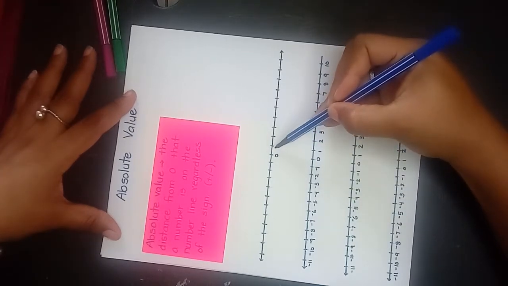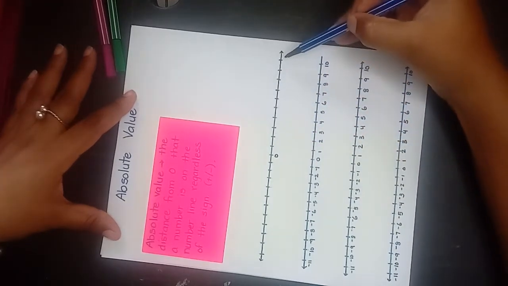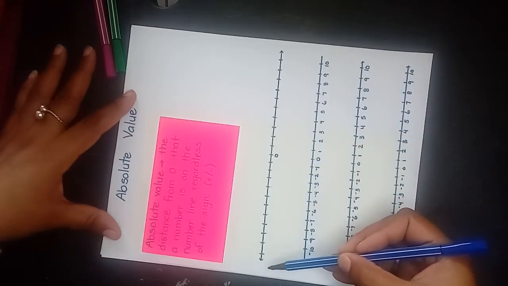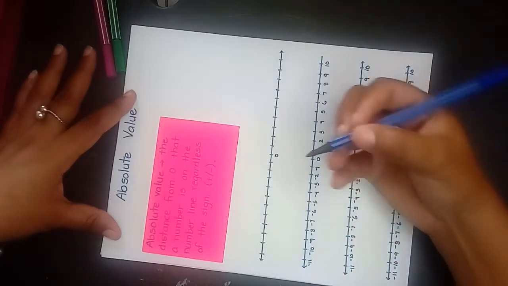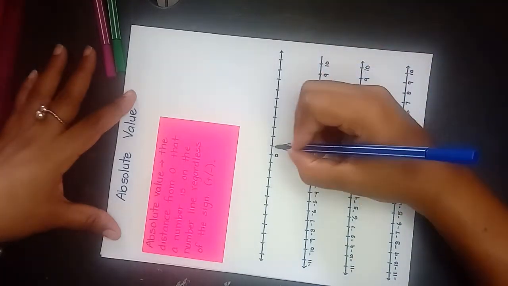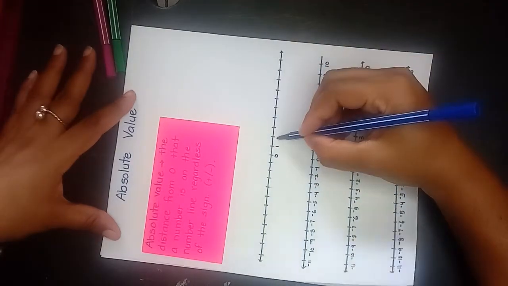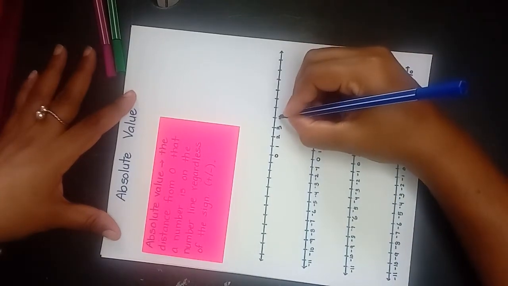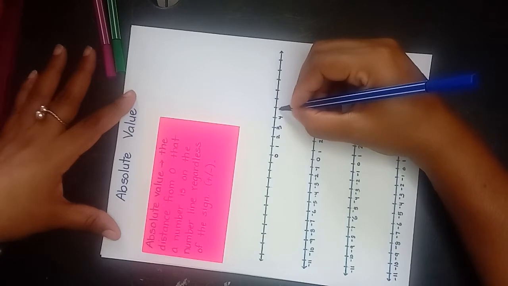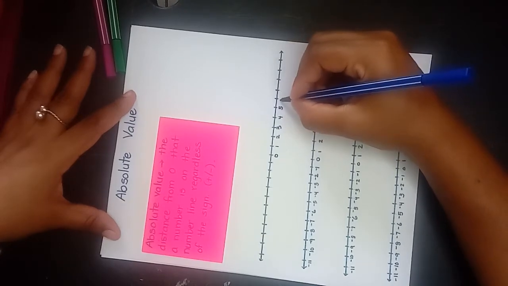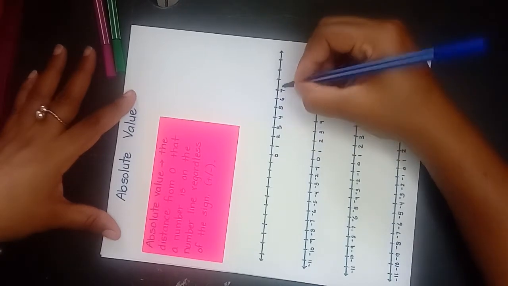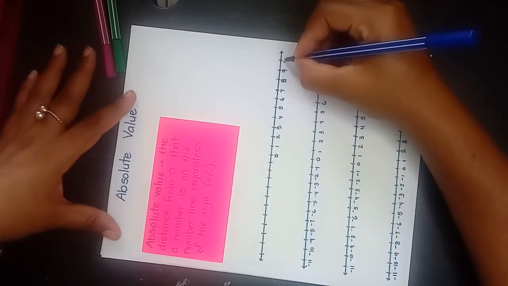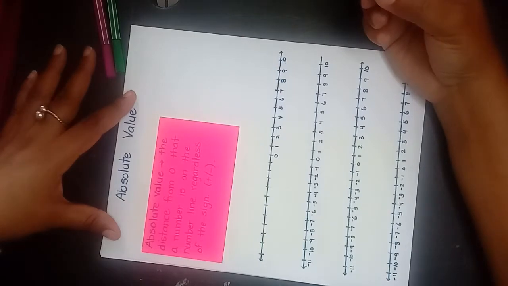All the numbers to the right are positives and the numbers to the left are negatives. Okay, so let's begin by labeling our positive numbers. And for our positive numbers, we won't be putting a little plus in front of the 1 and a plus in front of the 2 and the plus in front of the 3, right? Positive numbers are understood to be positive even when they don't have a sign on them.